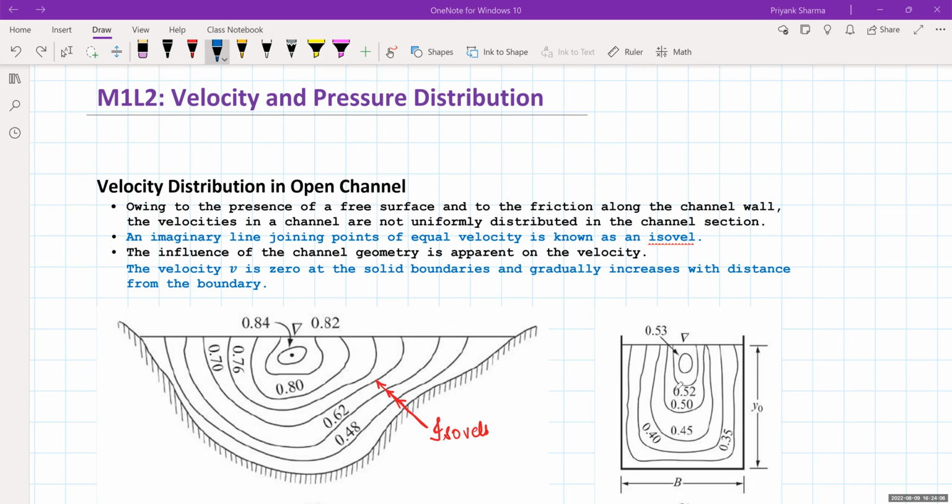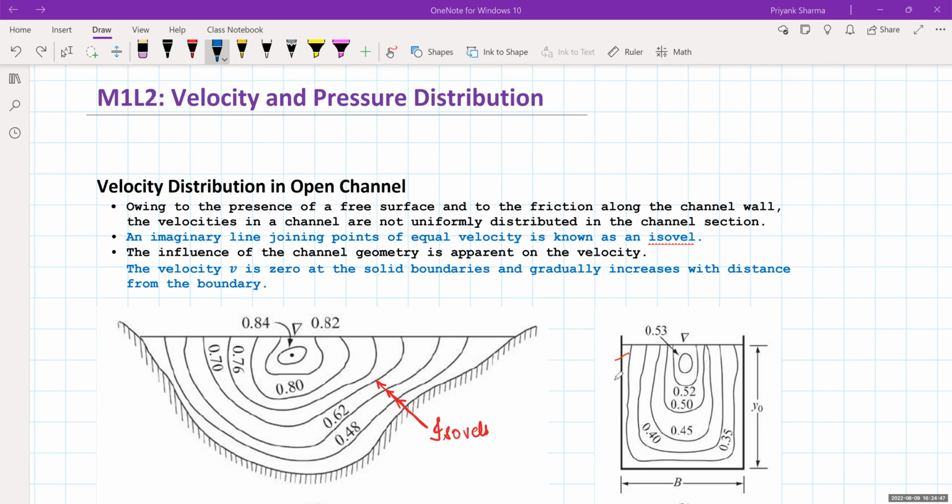Similarly, in a prismatic channel you can also see the isovels. But you can see that the shape of the isovels is governed by the cross section. Here the channel cross section is a bit wider, so the contours have a wider perspective, and here the contours have a much narrower perspective. Usually in open channel flow, due to the presence of a free surface and friction along the channel wall, the velocities will not be uniformly distributed.